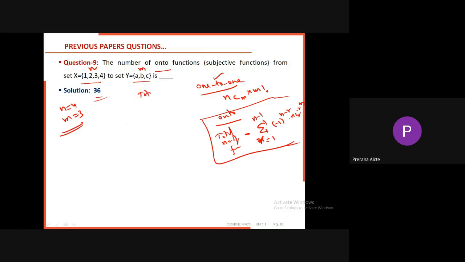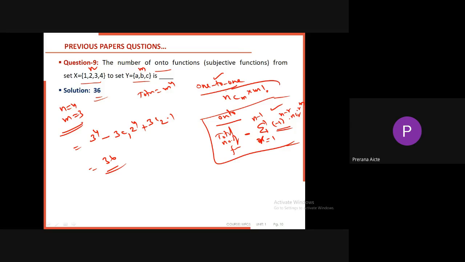Total number of functions is given by m to the power of n. So that is 3 to the power of 4 minus, if you apply this formula here, what we'll get is 3C1 and 2 to the power of 4 plus, so alternately we will get a plus and minus. Similarly 3C2, like that we will get here, and here we'll get 1. If you solve this one, we'll get 36 as the result.